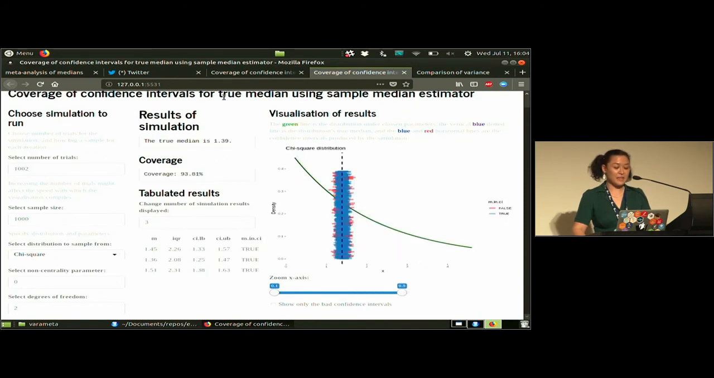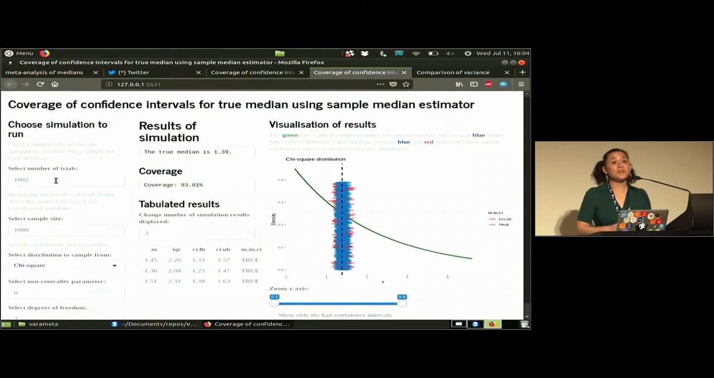So here it's telling me what the true median is. And then what I'm doing is using my estimator to get the variance from which I can calculate a confidence interval and ask, does it contain the true parameter? And then I ask, what proportion of the trials I ran contain it? And this gives me my coverage. So how many of them contain the true value? How well is my estimator working?